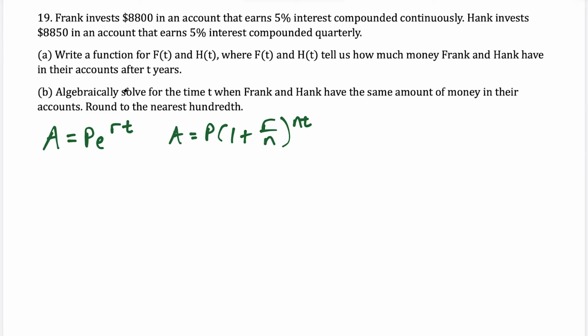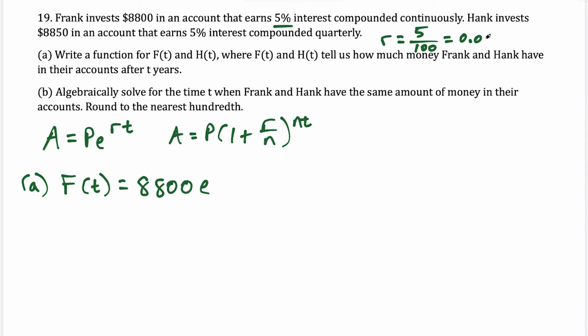So when we're setting up the function for Frank's account in part A, we're going to use that first formula here. We have capital F of t is equal to, capital P is the amount of money that Frank invests. So that's going to be 8,800. And then we have e to the power r times t. And we're talking about 5% interest. So that's r equals 5%, which is 5 out of 100. And as a decimal, that's 0.05. So I'm going to write the power 0.05t.